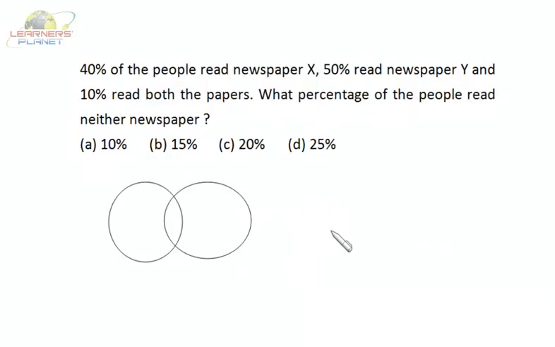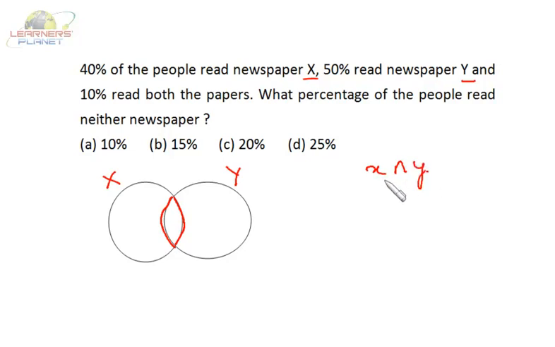Now let's take this problem. Once again a Venn diagram problem. Here we have been given two types of newspaper, that is X and Y. Let it be X and it's Y. Now this circle represents the newspaper X and this circle represents the newspaper Y, and this portion represents X and Y both. Okay, so first of all we fill up the innermost data, that is X intersection Y.